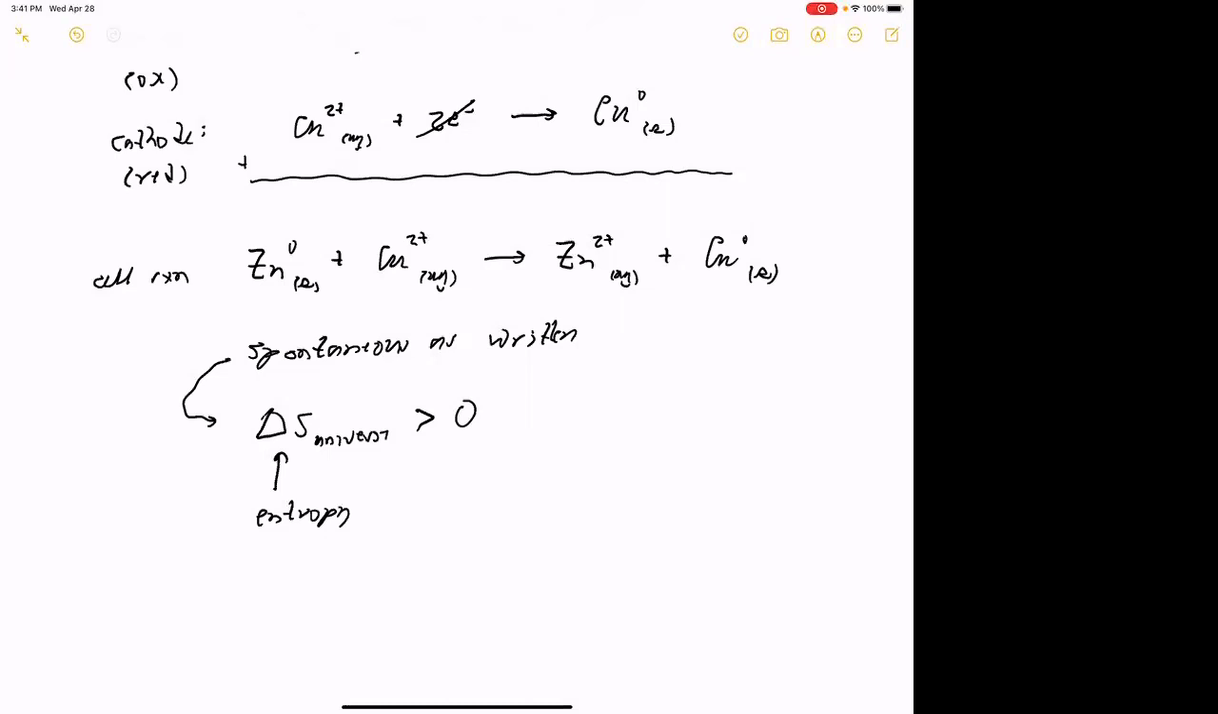So think about, for example, a phase change, okay? So if I go from, say, a solid to a liquid through a phase change, and I melt that solid, what's happening to the order of the system? Is it increasing or decreasing?